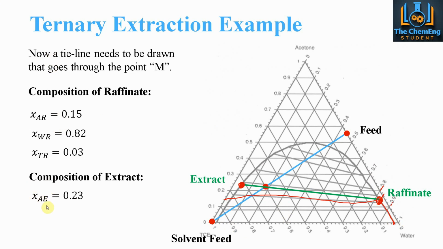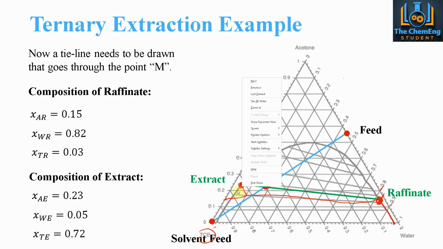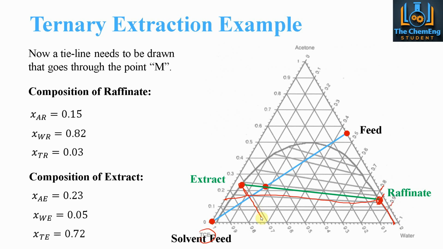So here we would get around 23% for acetone, about 5% for water, and the remainder being about 72% for our TCE. And again, you can just double check that, because TCE here is 100%. And we're here, so we've got to keep the same gradient. So we're about here. So you can see that that's 70%, so that's 72%.